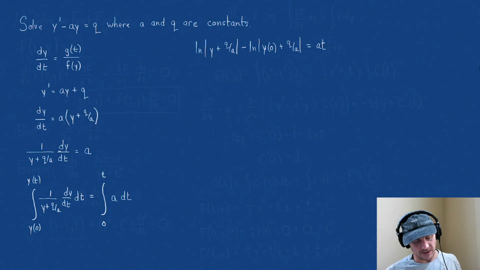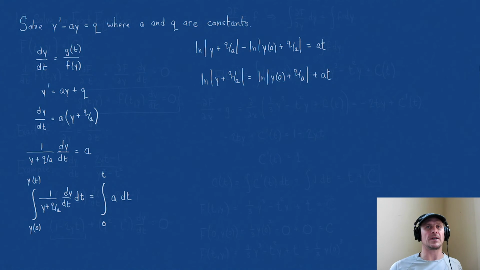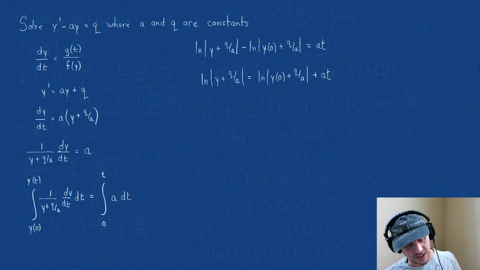Okay, let's move the initial conditions to the right-hand side. So now I have the natural log of y plus q over a is equal to the natural log of y of 0 plus q over a, plus at. Now we're going to have to raise each side, because that's the only way we can solve for y. So we're going to exponentiate both sides.